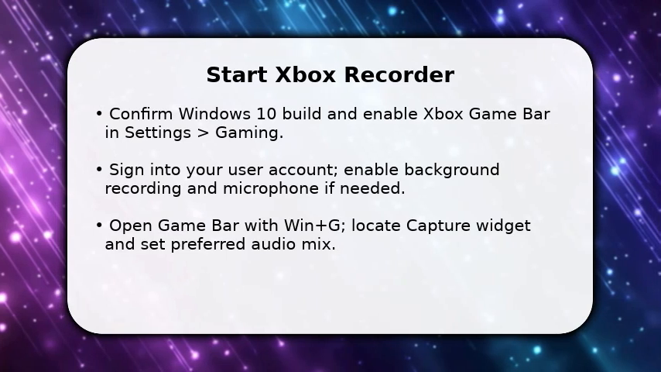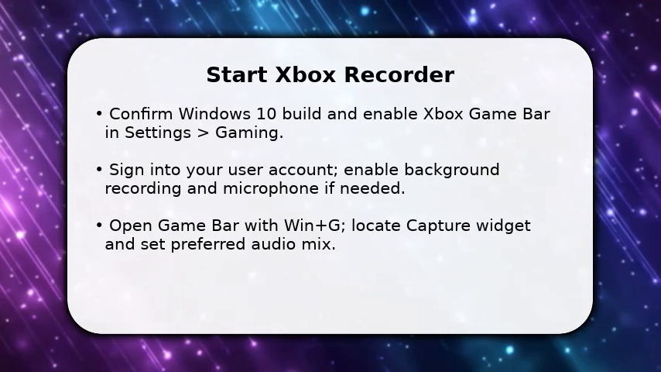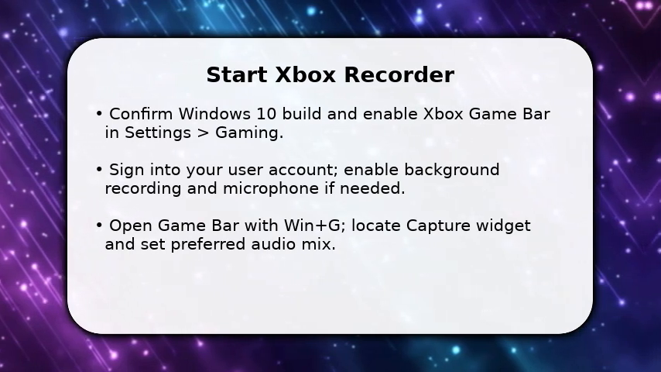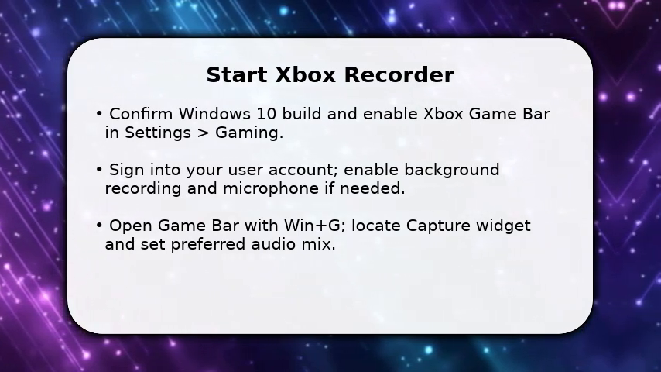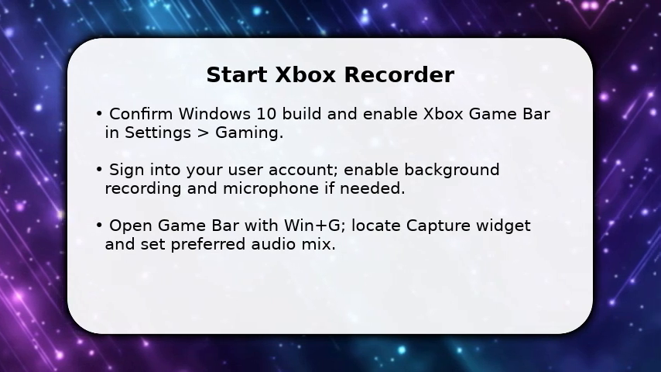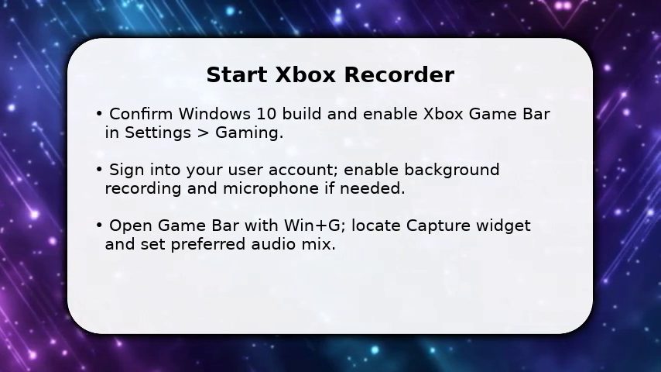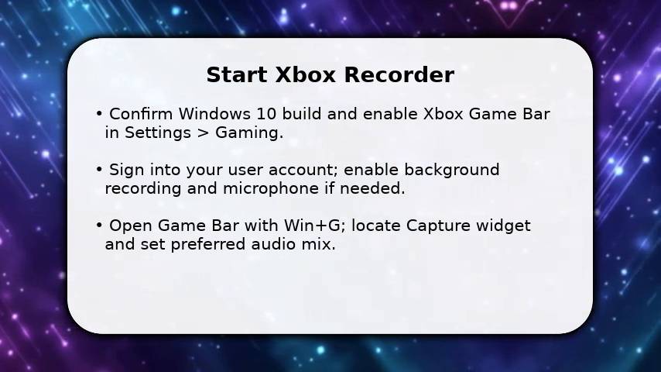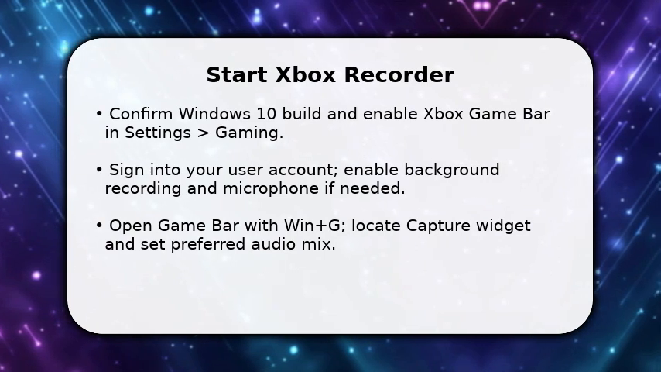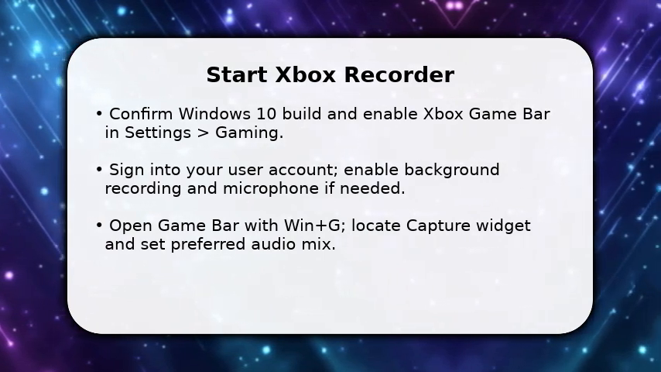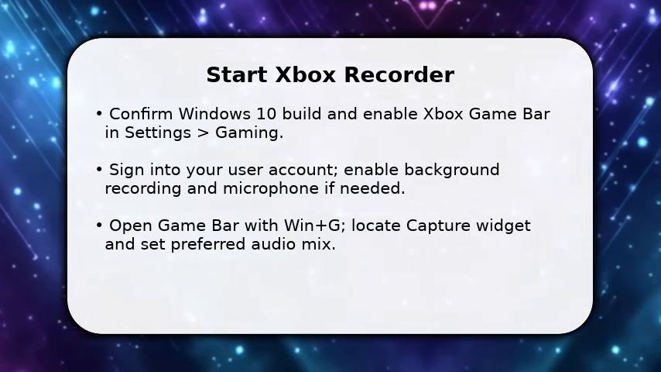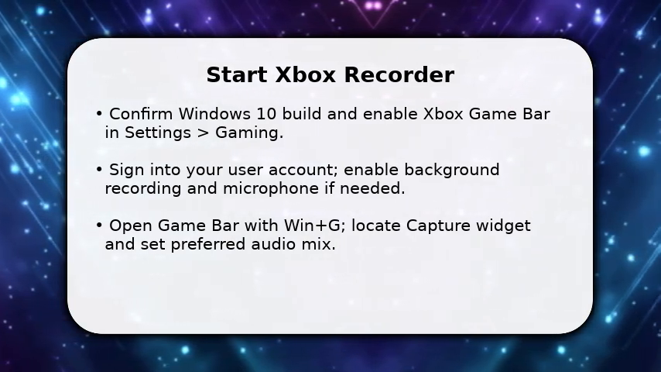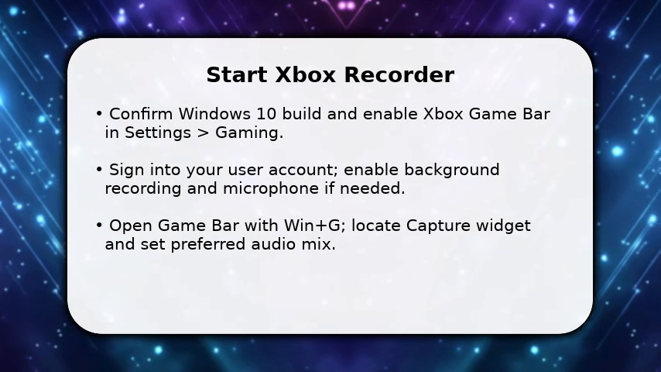You begin by preparing the system so recording works reliably. First, make sure Windows 10 and Xbox Game Bar are enabled in Settings. Once done, sign into your account. Open the Game Bar with Win+G and bring up the Capture widget. Now choose whether to include your microphone and adjust audio levels so game sound and voice balance correctly. Once you've set those options, you're ready to start capturing actual gameplay without wasting time on extra configuration.